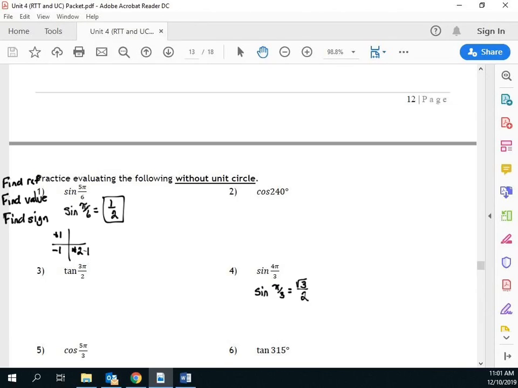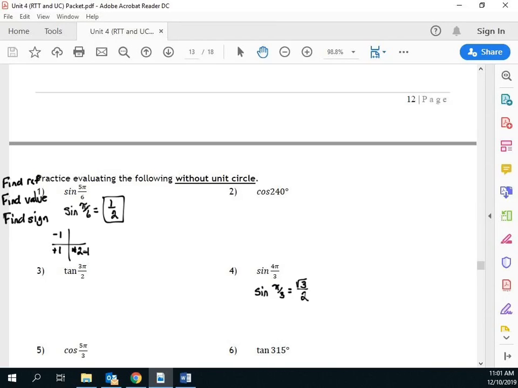Now, what quadrant is 4 pi over 3? Third quadrant. Because what do you do from 3 to get to 4? Plus 1. Look at our little diagram over there. Plus 1. Oh, did I say... Guys, you got to correct me on this. I'm sorry, I got those mixed up. I'm like, wait, it should be in the third quadrant, and it is.